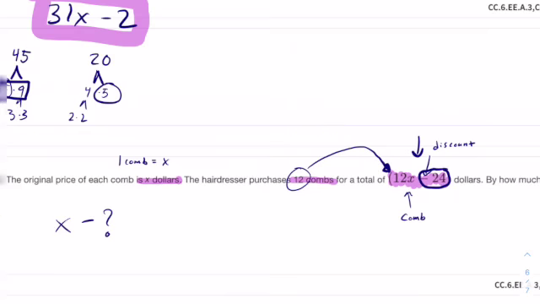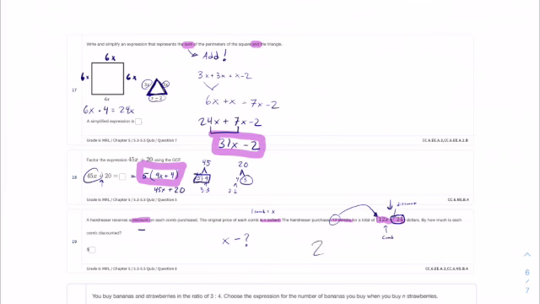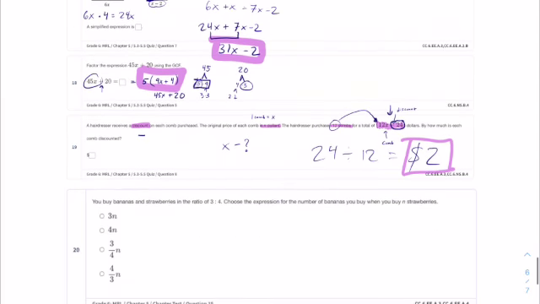So the question is, how much do they save on one comb? Well, at this point, you just have to divide 24 divided by 12, and you're saving $2 per comb. So that is the answer to that, $2 per comb. You kind of got to break it down with the word problem.